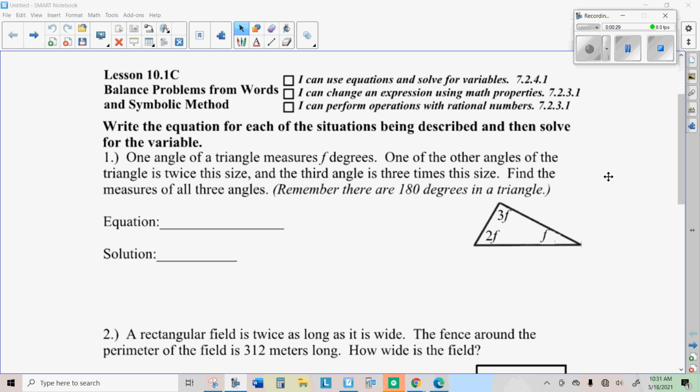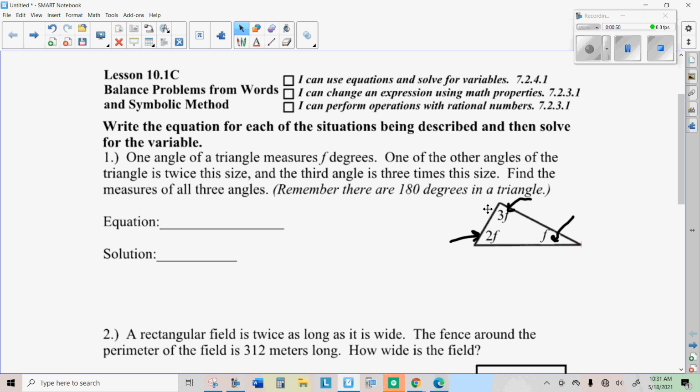All right, so listen to the words of this problem. It says one angle of a triangle measures f degrees. That'd be this one here. Looks like the smallest one. One of the other angles of the triangle is twice this size, so we're going to use the expression 2f for that angle. And the third angle is 3 times the smallest one.